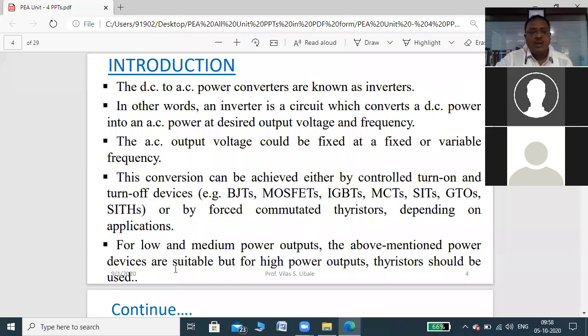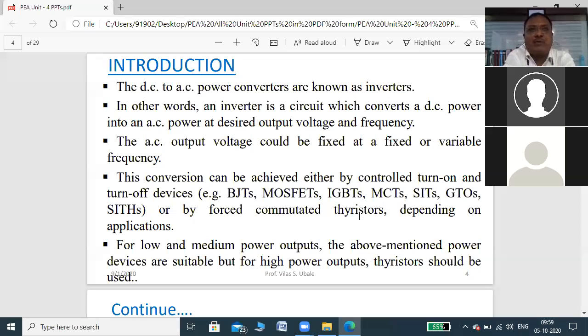For low and medium power output, the above-mentioned power devices are suitable. For high power output, thyristors should be used. No other option for high power applications. We have a device called SCR, which is used for any high power application like AC to DC, DC to AC, or even DC to DC and AC to AC. These are the four types of converters that we saw at the start of the first unit.